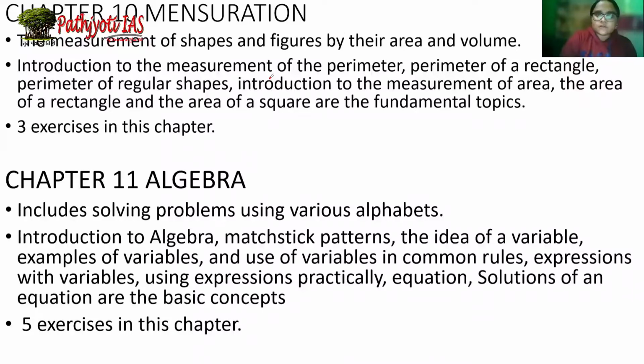For example, if we see A, okay? A is an alphabet, right? So we can store any sort of numerical value in A, 1 for example, or 2, or anything. That is what the basic variable concept is.